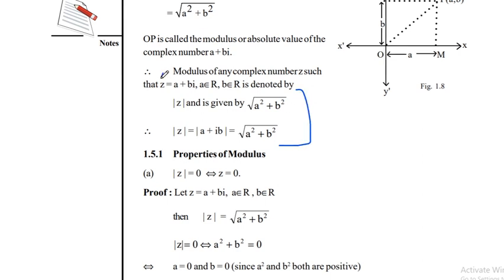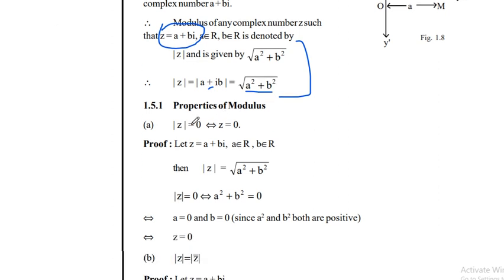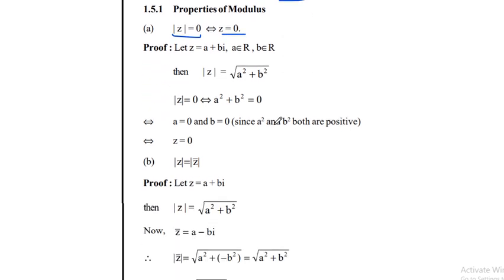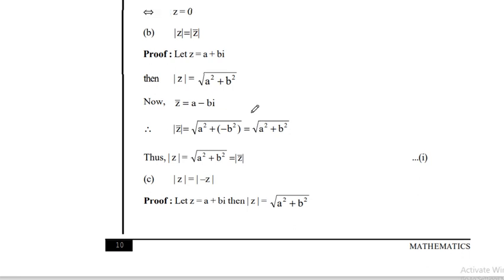If z is a plus b iota, then the square root of a square plus b square is the modulus of z. It doesn't matter if you have plus or minus here. Even if you have a minus here, you will still get a square plus b square, because we put minus b inside the square. So if the modulus of any complex number is 0, then your complex number is 0. You cannot have 0 modulus unless your complex number is 0.